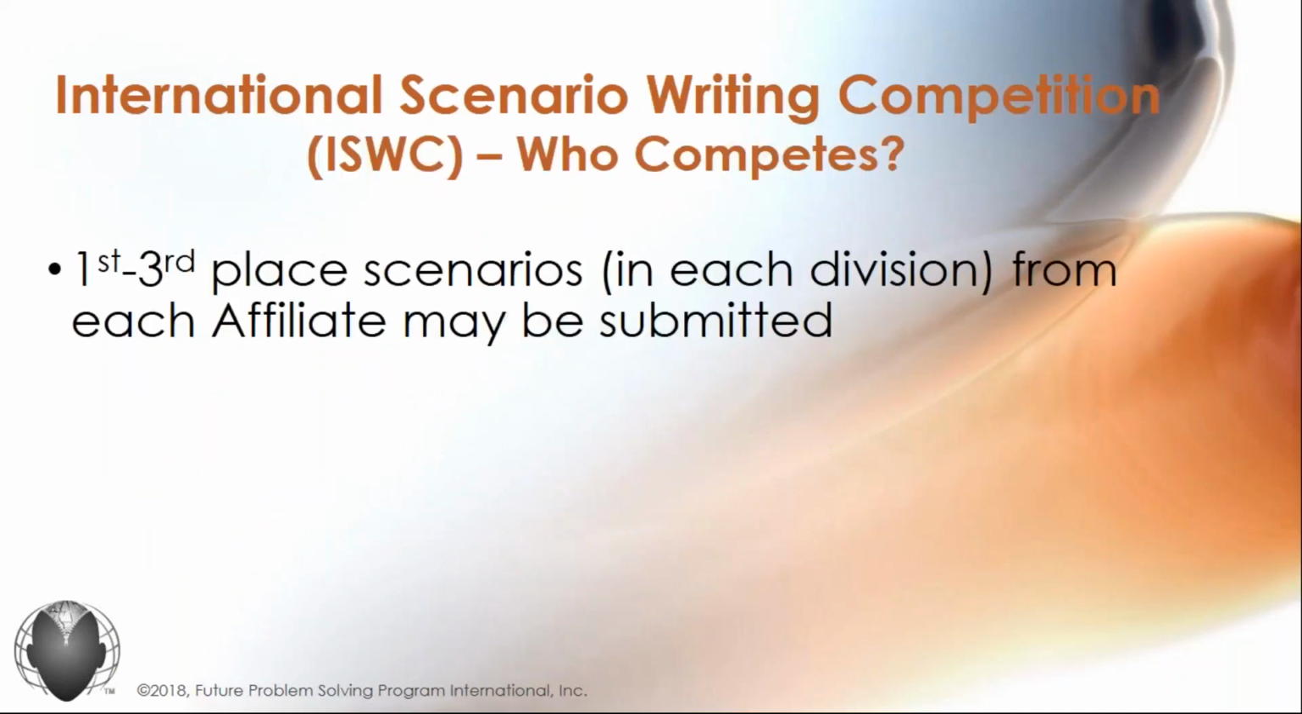So who competes in this international scenario writing competition? Well, all of our affiliate programs have earned a first through third place entry. So for instance, I'm sitting in Florida. Florida Future Problem Solving can enter first, second, and third junior scenarios, first, second, and third middle, and first, second, and third senior. So essentially 9 scenarios from each affiliate may be submitted.